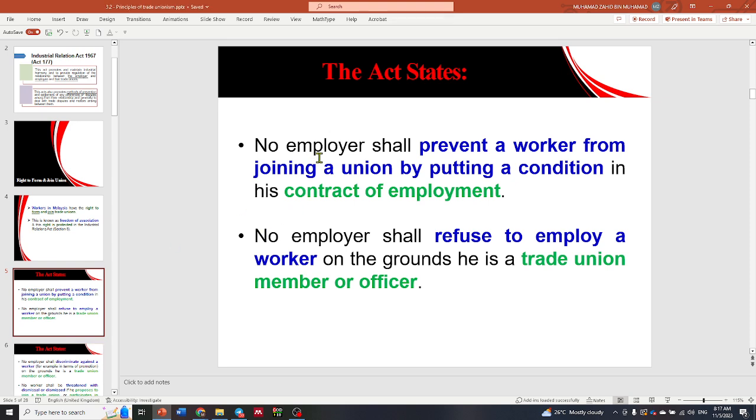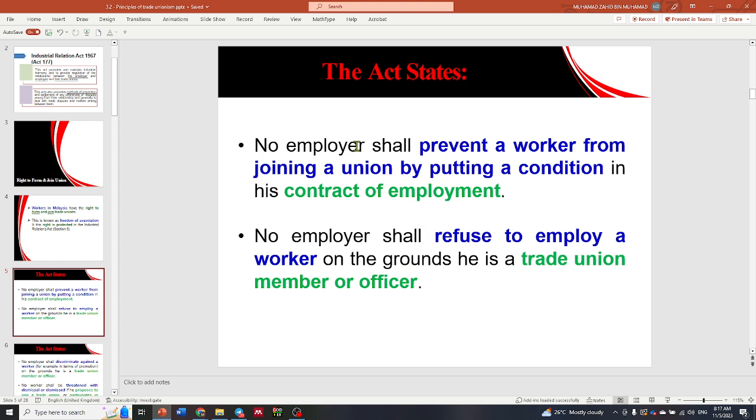The Act states, number 1, no employer shall prevent a worker from joining a union by putting a condition in his contract of employment. Number 2, no employer shall refuse to employ a worker on the grounds he is a trade union member or officer. So these two are different.